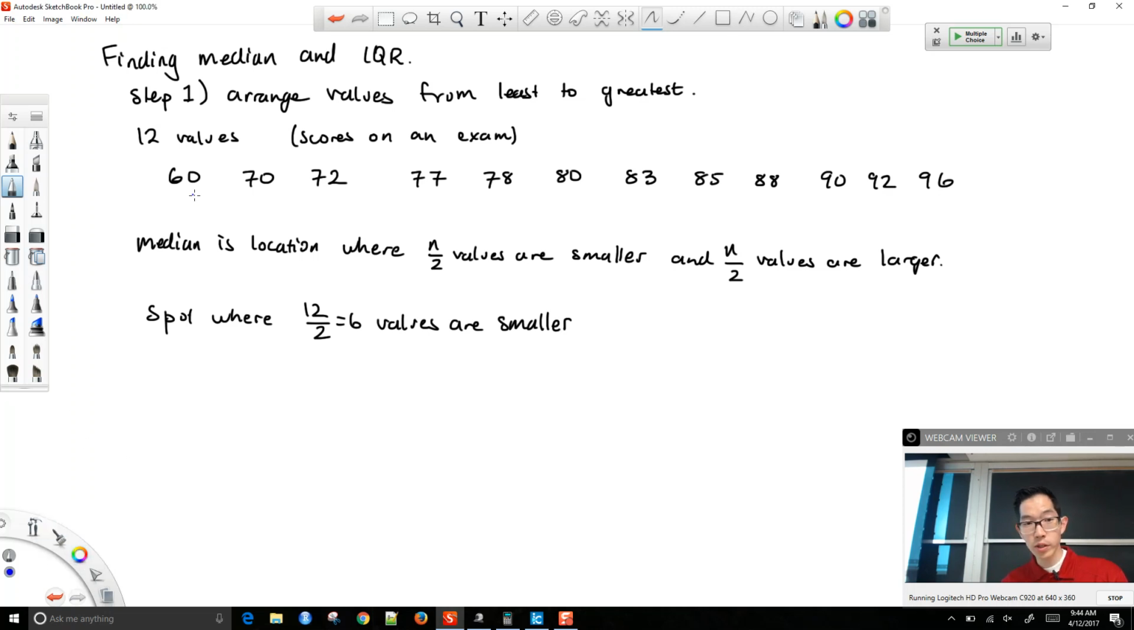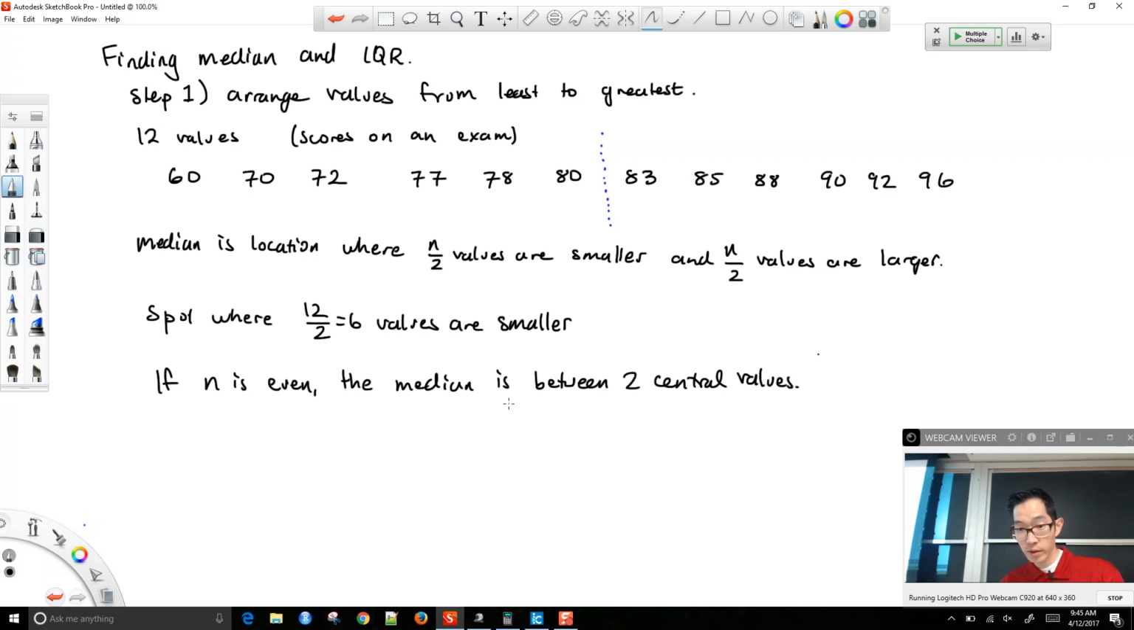So I come along and I go, okay, where's the spot where 6 values are smaller? I go 1, 2, 3, 4, 5, 6. And I'll just draw a dotted line right there. And that means I also have 6 values, 1, 2, 3, 4, 5, 6, that are larger than this location. Okay? And so if n is even, the median is between 2 central values. We'll say the median is equal to the mean of those 2 values.